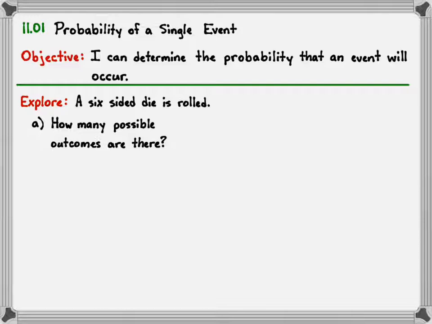So I have one die and I'm rolling it. How many possible outcomes are there? Well, obviously you could land on 6 different outcomes, 1 through 6. Okay. What are the possible outcomes?